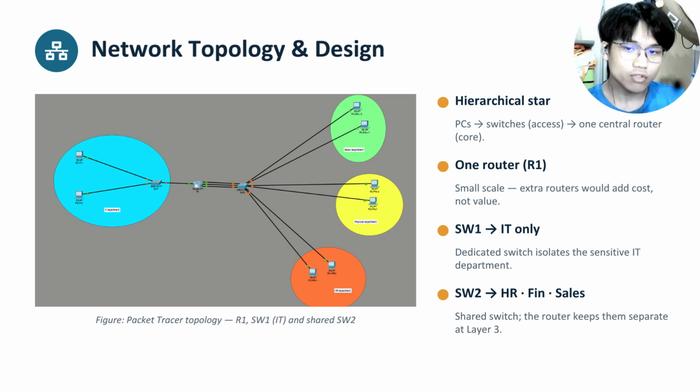Third, switch 2 is shared by HR, Finance, and Sales. It satisfies the 2 switches limit. And even though these 3 sit on one physical switch, the router keeps them logically separate at layer 3. So each department remains its own subnet. Now, let me explain how we address those subnets.